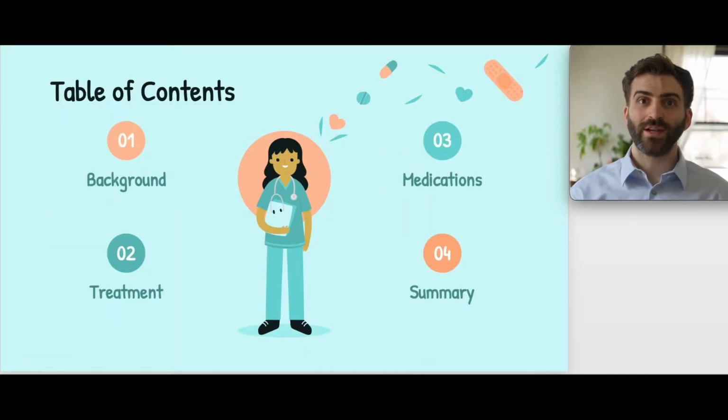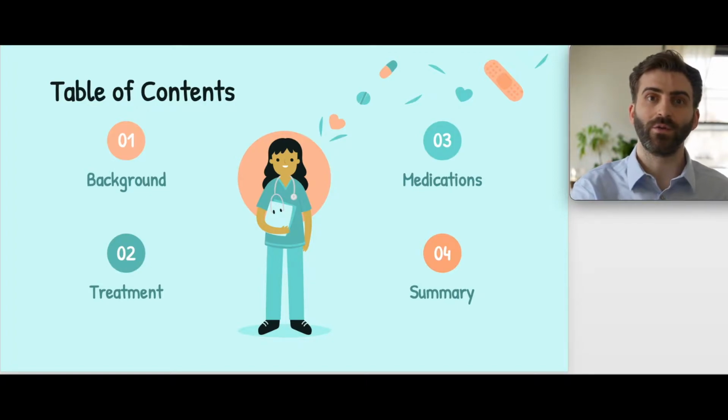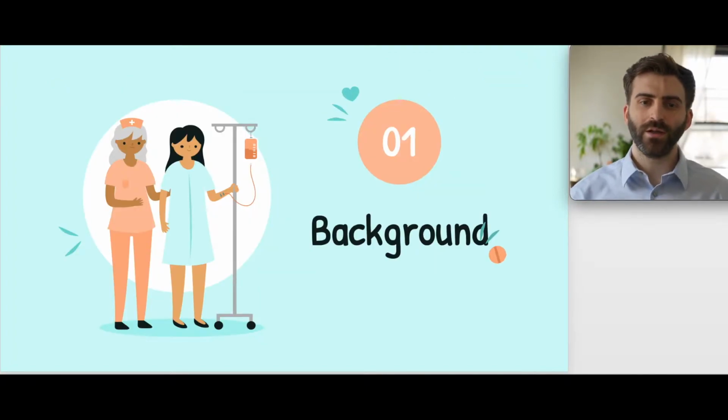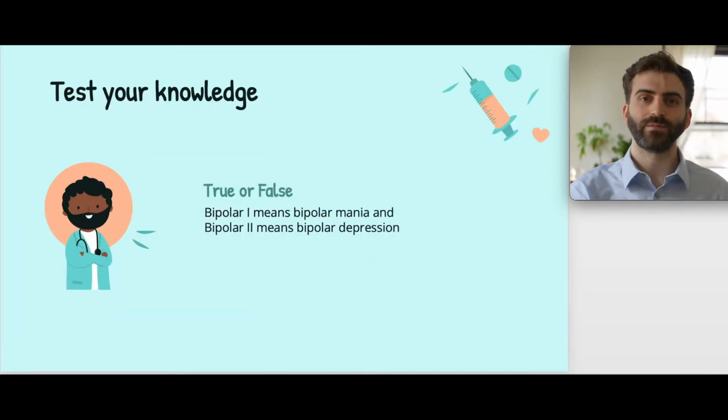There are three major sections to the presentation today. First, I'll start with some background and some history about bipolar disorder. Then I'll go into the guidelines and briefly review the treatment for bipolar mania, for bipolar depression, and for bipolar maintenance. Then I will go a little more in detail in some of the medications, and then finally I'll end with a summary slide. So without further ado, let's go into some background information.